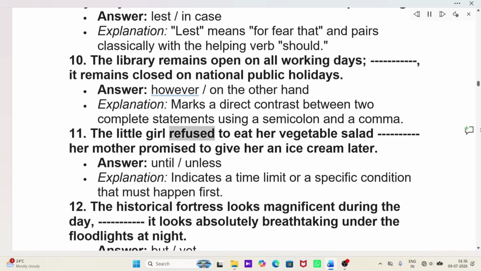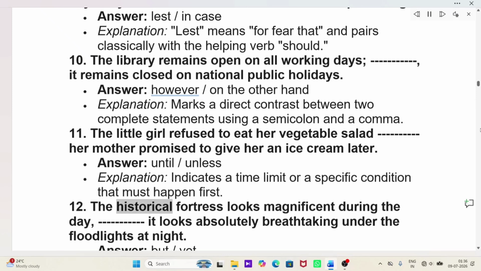11. The little girl refused to eat her vegetable salad. Her mother promised to give her an ice cream later. Answer: until / unless. Explanation: indicates a time limit or a specific condition that must happen first.